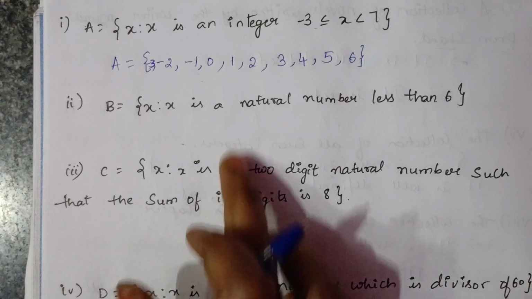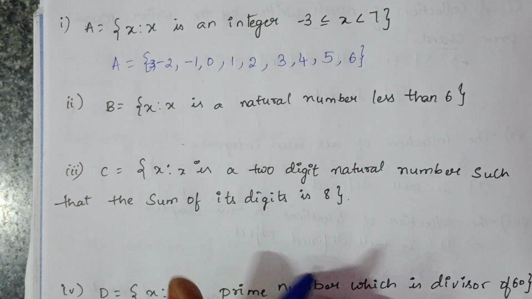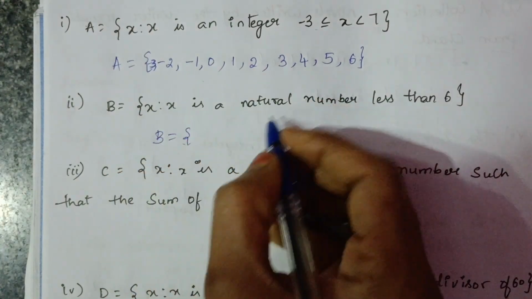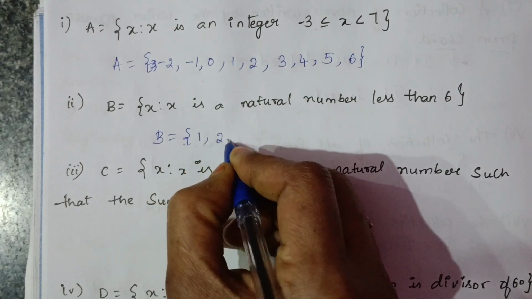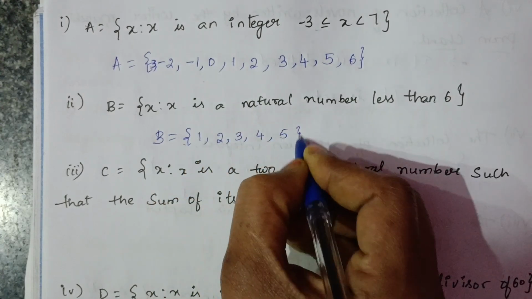Next question. x such that x is a natural number less than 6. Natural numbers less than 6 start from 1, so 1, 2, 3, 4, 5.